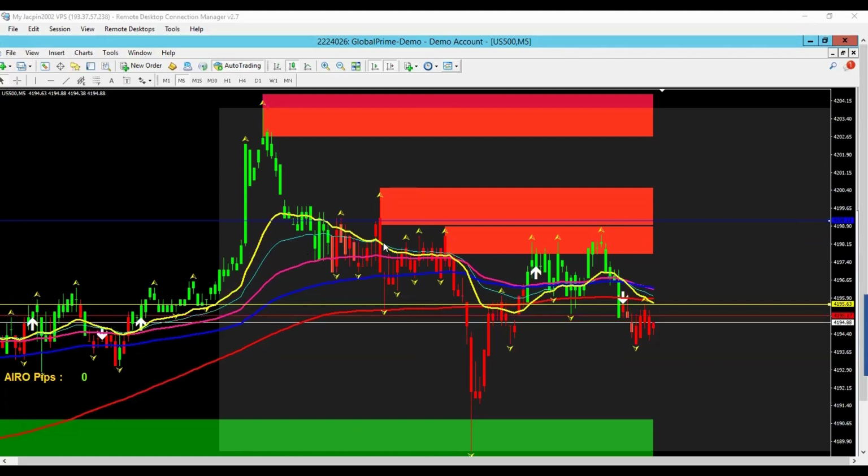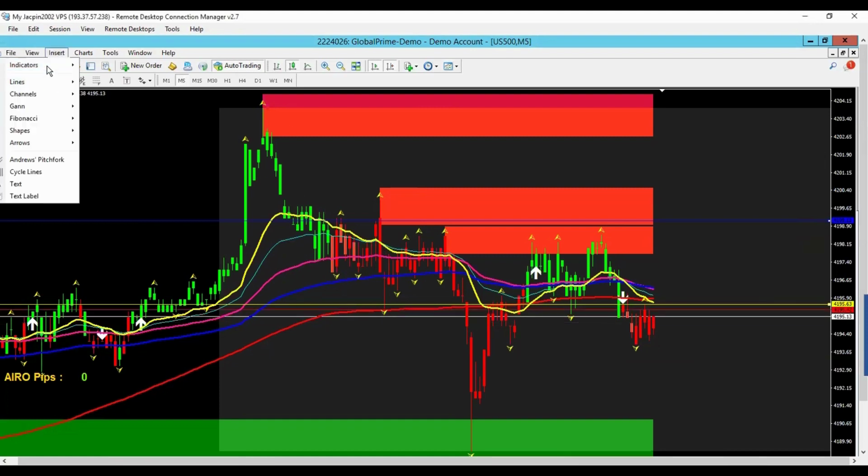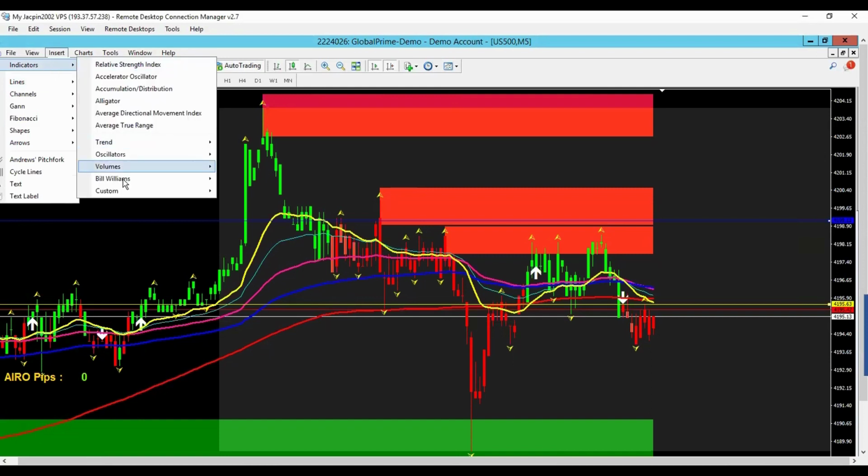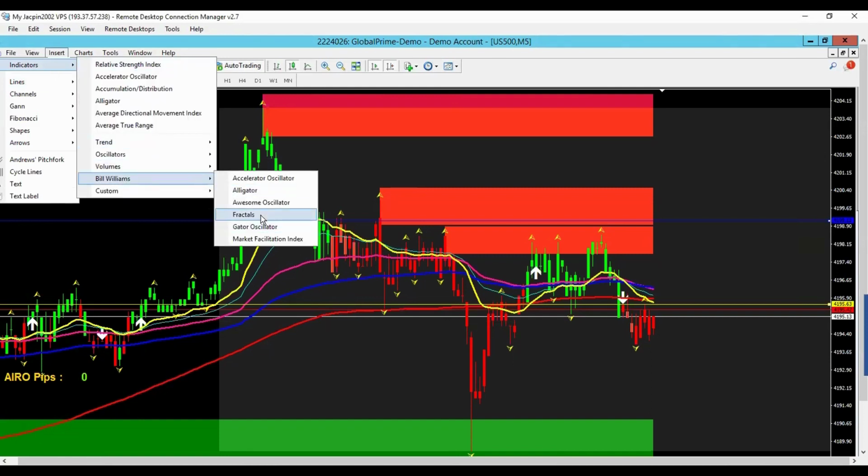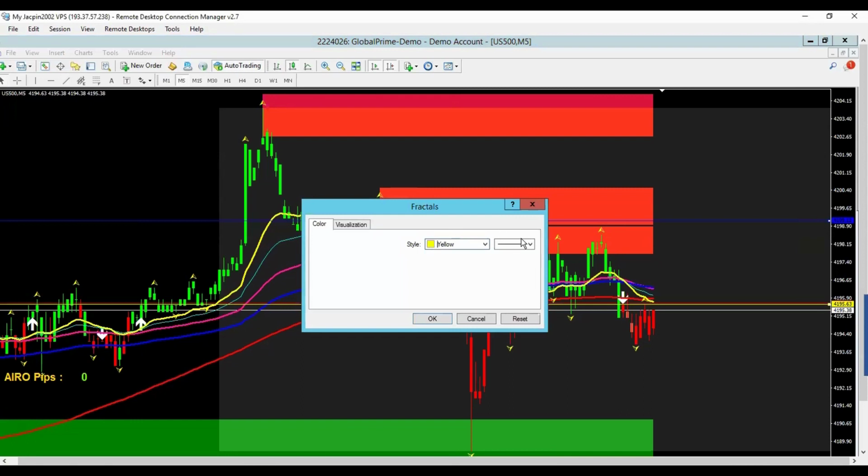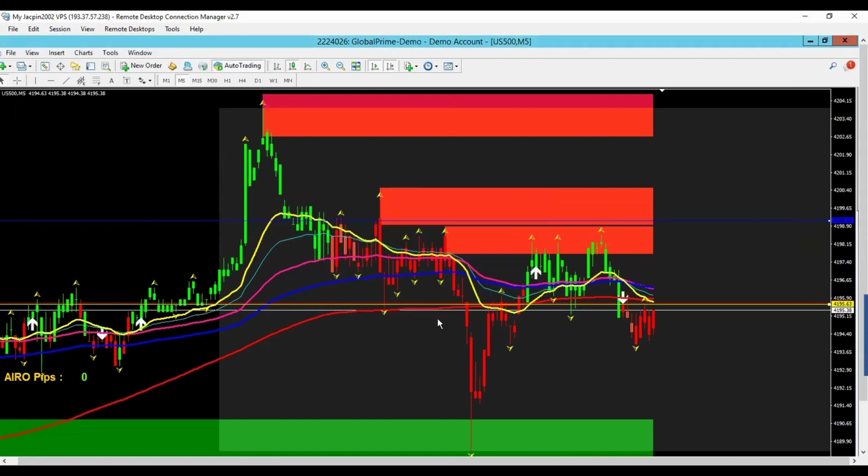Umar asks, what indicator gives me the golden arrows? That's the fractals. I use the fractals. Go to Insert, Indicators, Bill Williams, Fractals. Just change the color if you want. Make them as thick as you want. And hit OK, and they appear on there. They come based on 5 bars.